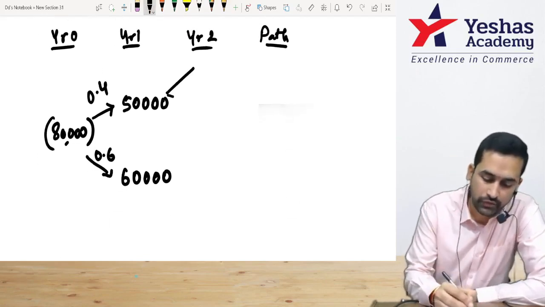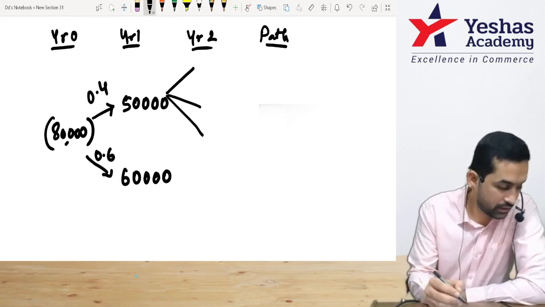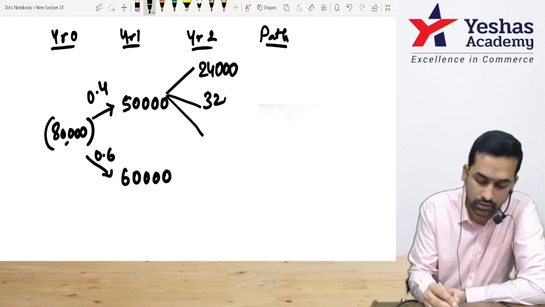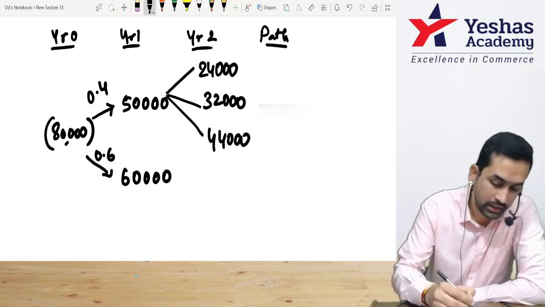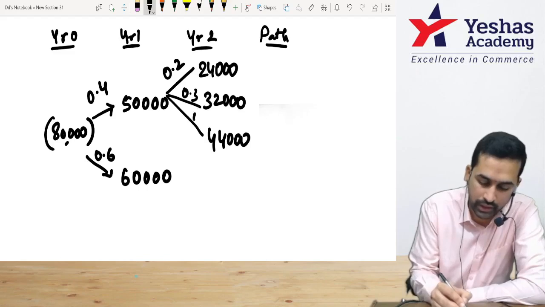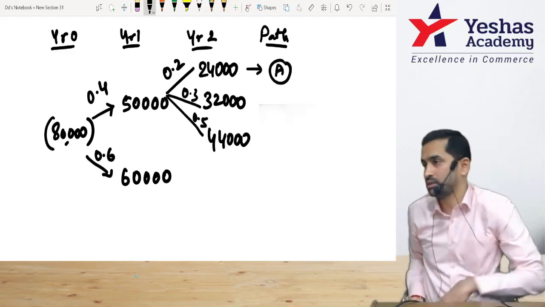If you earn 50 in the first year, then there can be either 24,000 or 32,000 or 44,000, and the probabilities are 0.2, 0.3 and 0.5. This will be called path A. What is the meaning of path A?